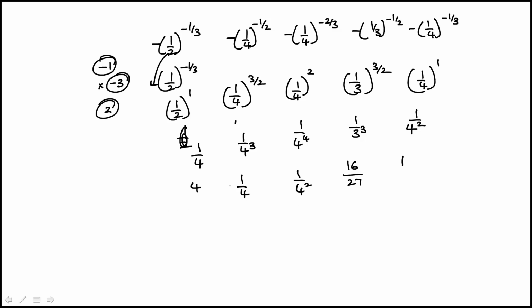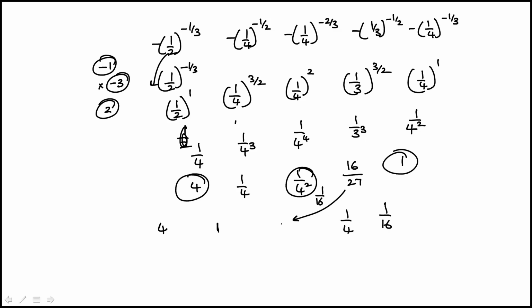Now I can rank them. The greatest, we have 4 and 1. This is 1/16. That's the least. And then 1/4, and then that goes in the middle, which is what I'm looking for, a median. And that one corresponds to -1/3 to the -half, which is choice D.